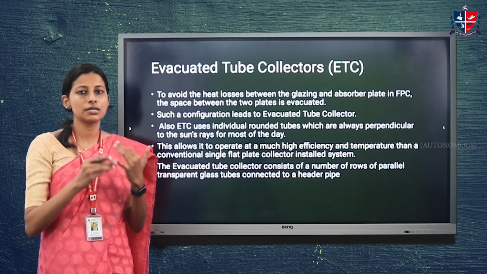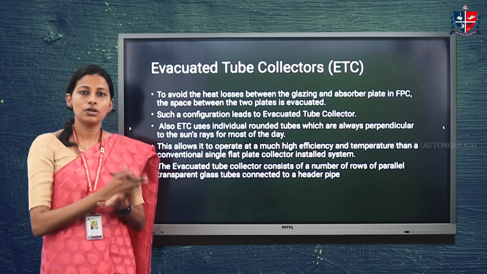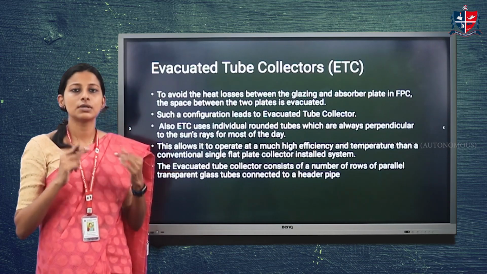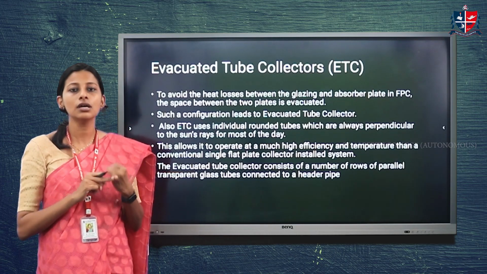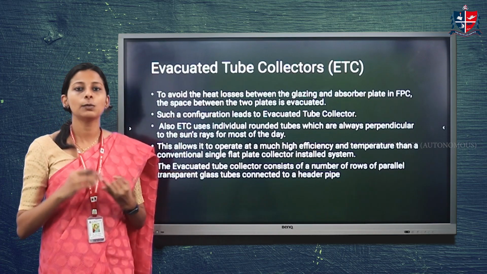Okay, so collectors are basically concentrating and non-concentrating. In non-concentrating itself, we have two major types. One is FPC, which is flat plate collector. That is what we just saw now. And the next one is ETC, or the evacuated tube collectors.